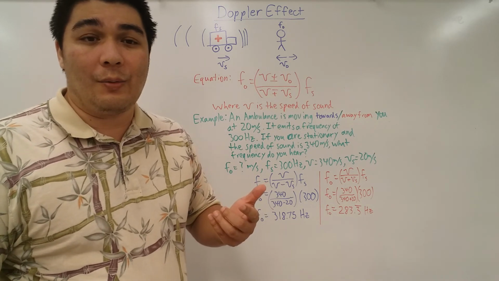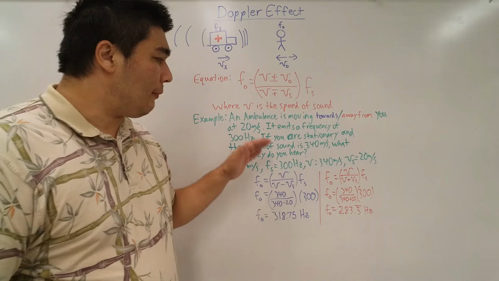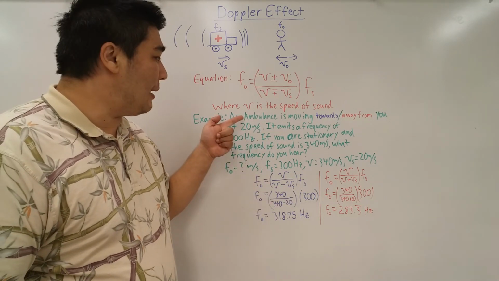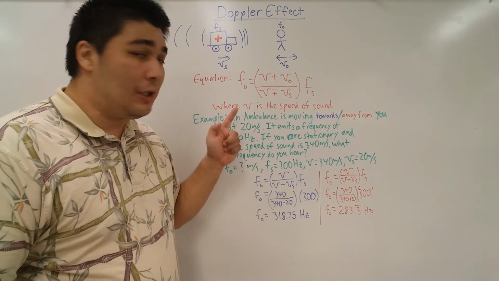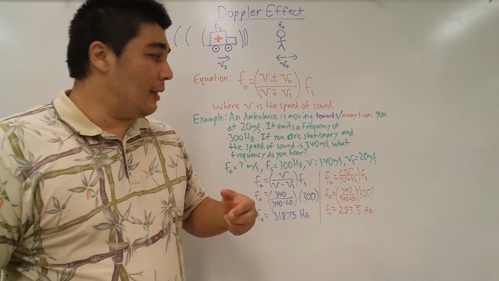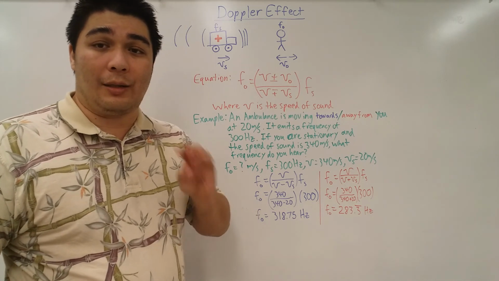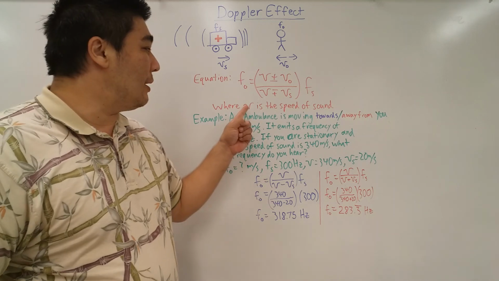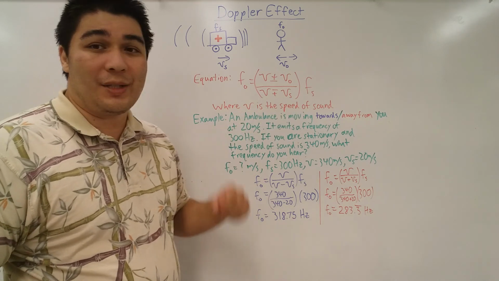In the next video, what I'm going to do is I'm going to do this exact same problem, but instead I'm going to flip this around and make the ambulance stationary and you, the observer, moving as well. And then in the third installment of this, for this exact same example, I'm going to have you figure out what the speed of sound is.